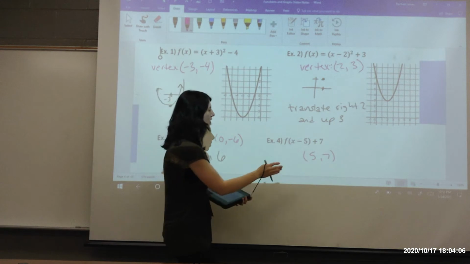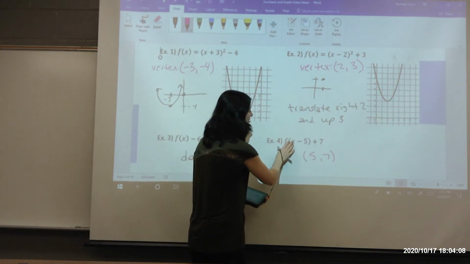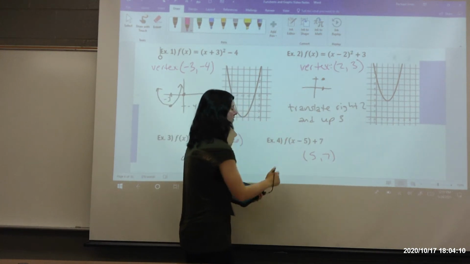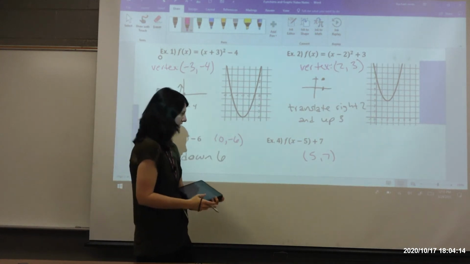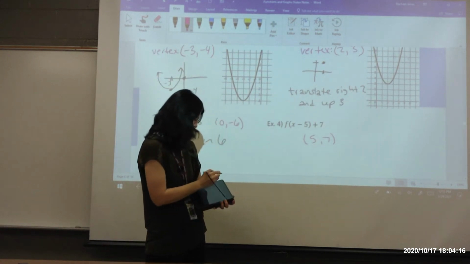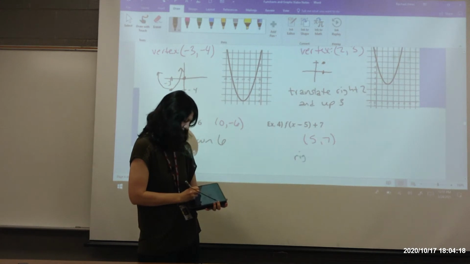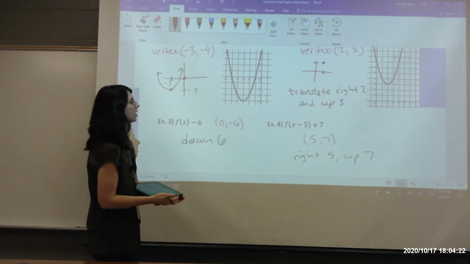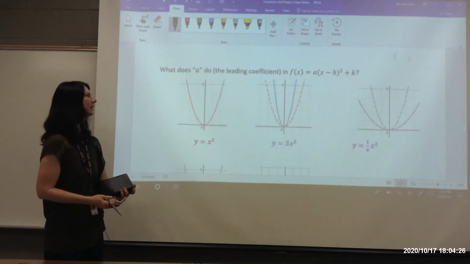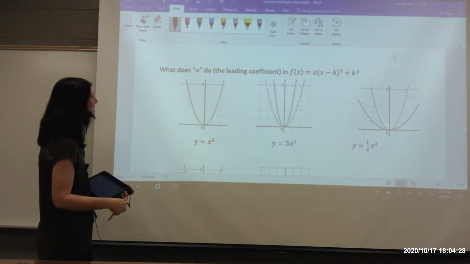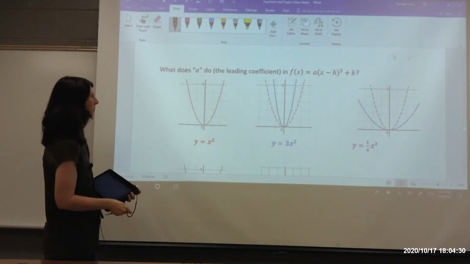Okay? So over here, how did this new function move compared to f of x? What are the transformations? Very good. It went right 5 and up 7. Okay? All right, let's look at another type of transformation. The leading coefficient, the a value. What does it do?